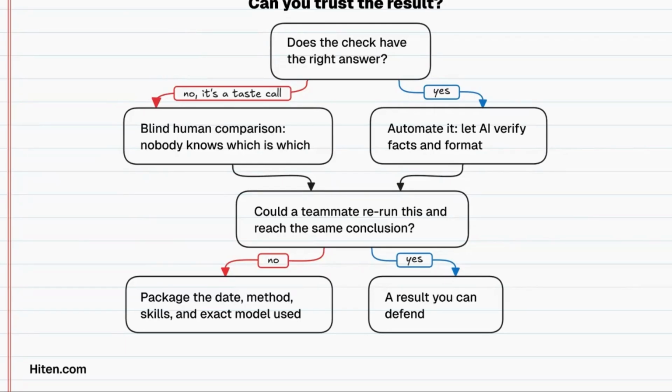And then you're really trying to figure out: can a teammate rerun this and reach the same conclusion? Because that's really part of the whole process of an eval, right? If it's no, then you want to package it up, date it, write down the methods, all that, and done. And if the answer is yes, then it's a result you can defend. I think that one line, a result you can defend, is actually what a lot of this works backward from. We're trying to get AI to have outputs that we can objectively say are good, and evaluate them to determine if they're good or not.